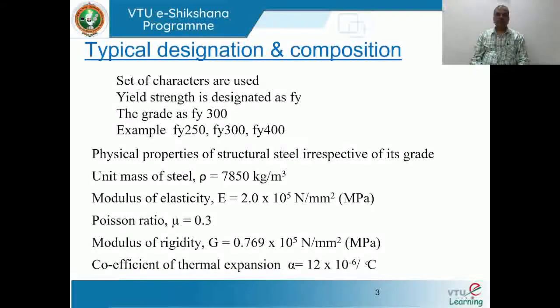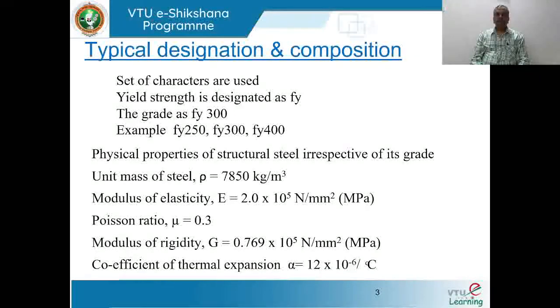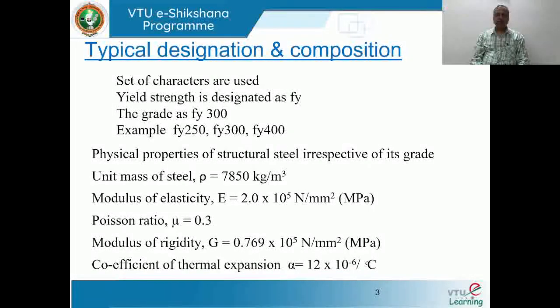The coefficient of thermal expansion is another important property, alpha, that is 12 into 10 to the power of minus 6 per degree centigrade. What does this alpha represent? The alpha represents the strain that steel undergoes per degree change in temperature. Suppose you have a steel at a temperature of 20 degree centigrade, where the length of steel is say L, then if the temperature rises from 20 degree to 40 degree centigrade, a rise of 20 degree centigrade, what is the total strain induced in the material?